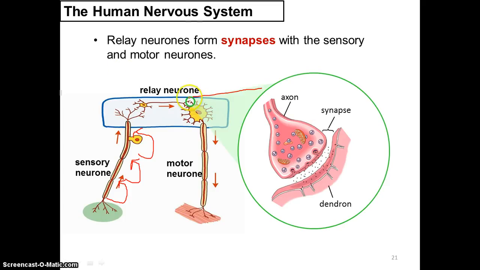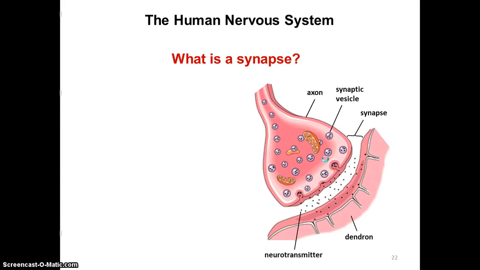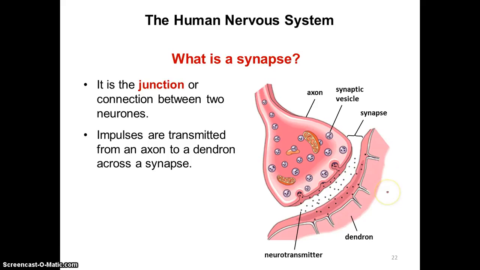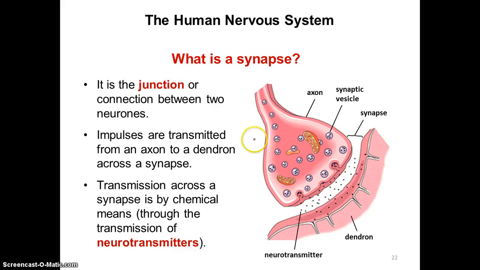If we zoom in on what we see here, in between the neurons they actually have a gap we call the synapse. What is actually a synapse? It's the junction or the connection between 2 neurons. In order for the nerve impulse to transmit from one neuron to another neuron, it needs to travel across the synapse by chemical means. It means it needs to transmit through neurotransmitters.